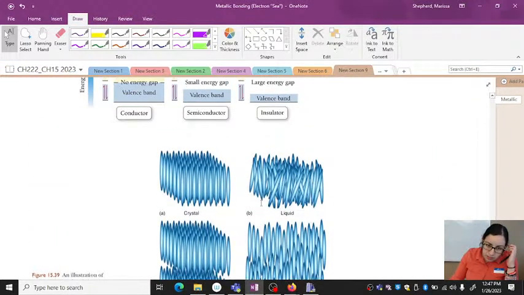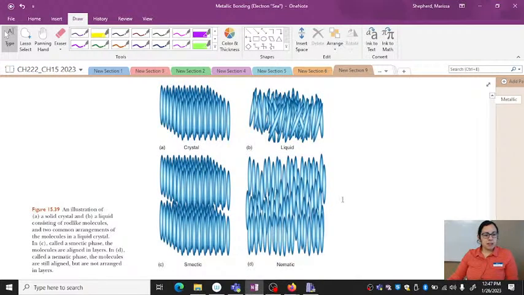And then the last little bit is how crystals form here. And so we have an illustration of the different ways a crystal can arrange itself. So you have your nice solid crystal, and then this would be a liquid arrangement of crystals. So now you can see they're not perfectly aligned. There's disorder in there. And then in a smectic phase, the molecules are aligned in layers.